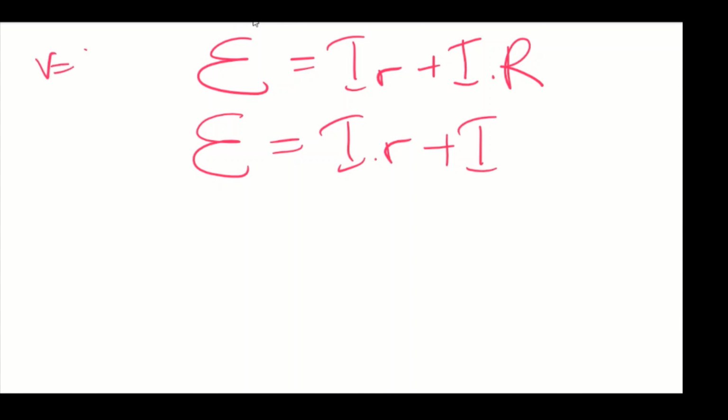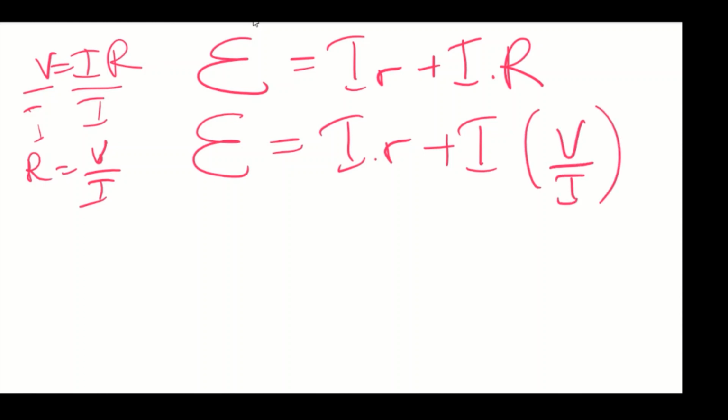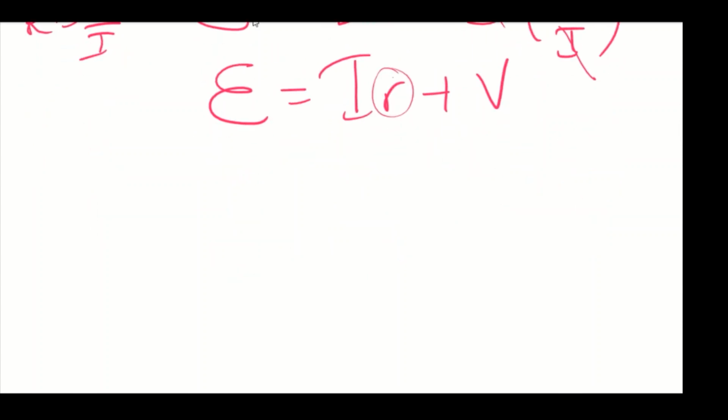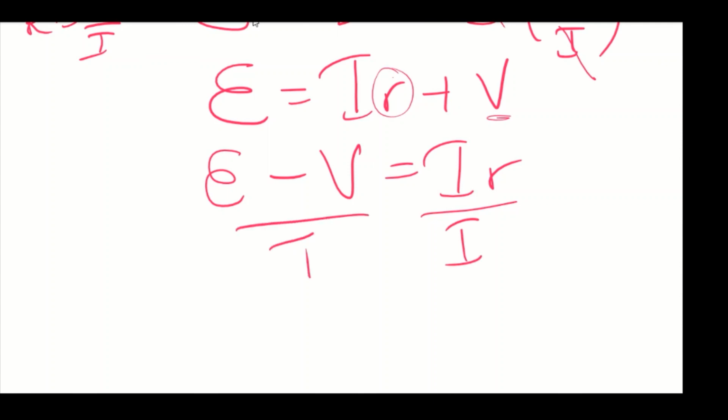We know V is equal to IR, right? So divide by I, so R is equal to V over I, right? So we multiply by V over I, so this I will cancel out with this I, so it's E is equal to Ir plus V, right? And we need this small r here, so we're just going to transpose this V to the other side, so we will have E minus V is equal to Ir, then divide by the I on both sides.